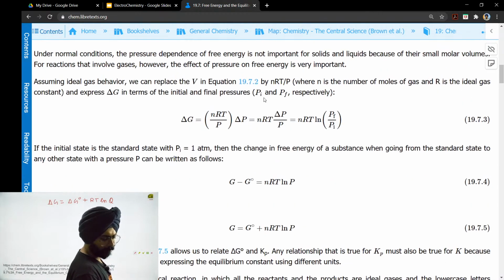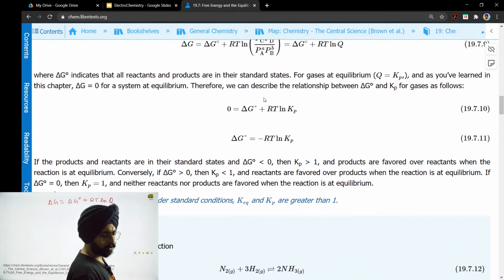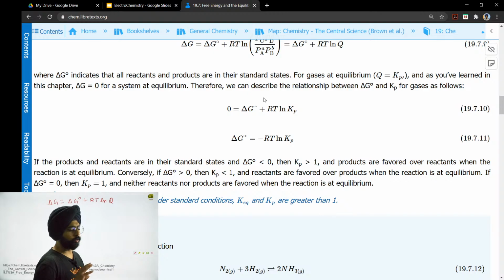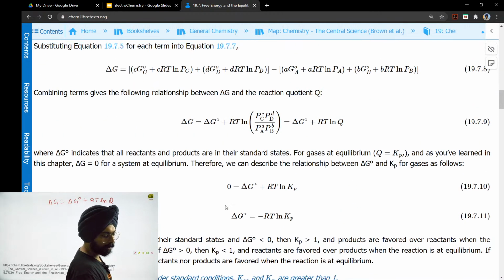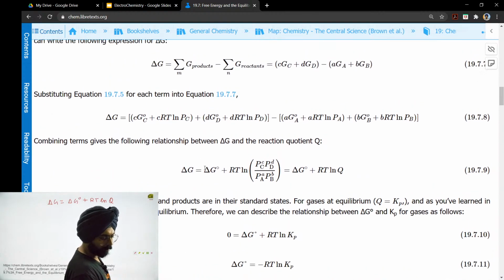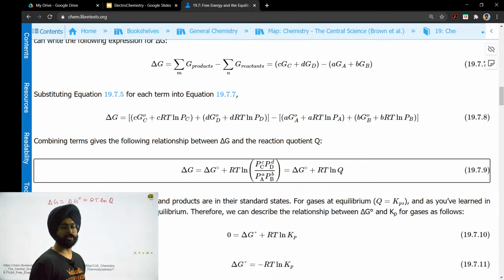The derivation is quite long. If you don't know how to derive it, you can look at it over here. Derivation is not important at all. Delta G is equal to RT ln K. And delta G is equal to delta G naught plus RT ln Q. Q is the reaction quotient.